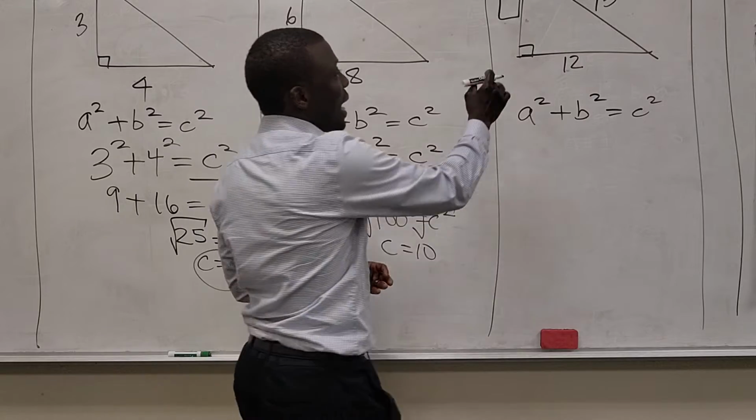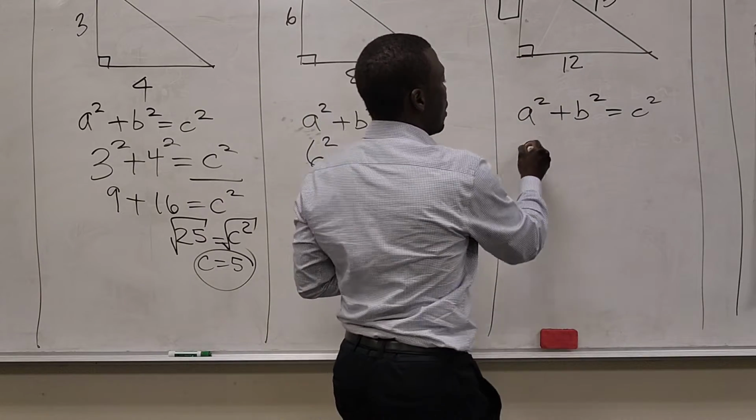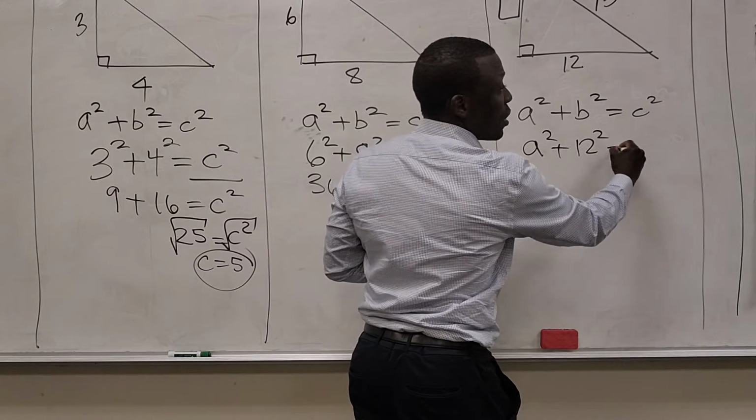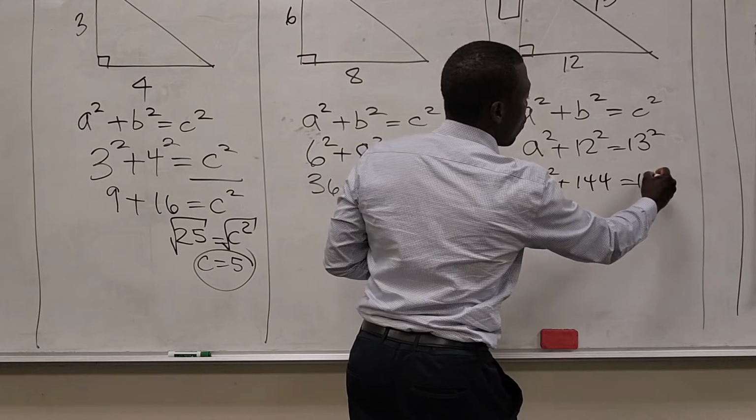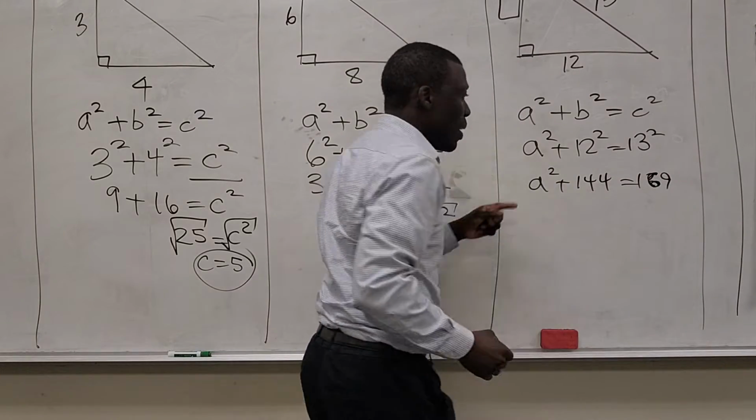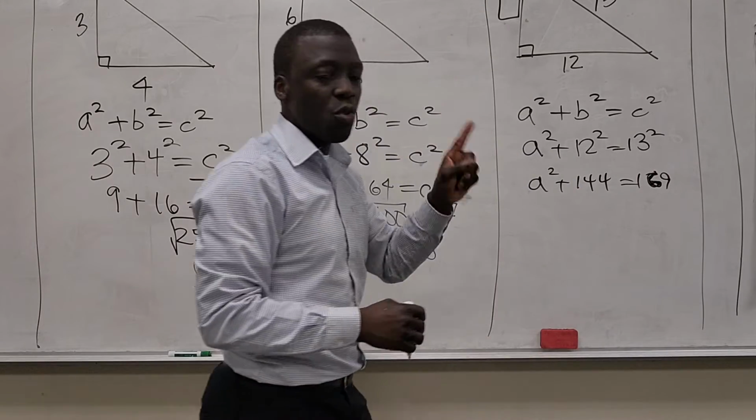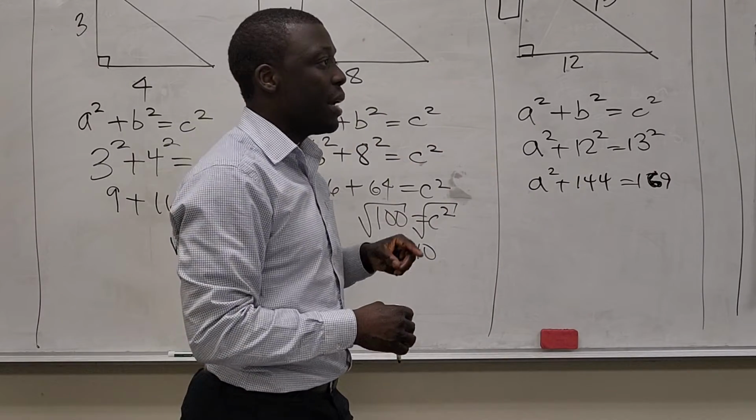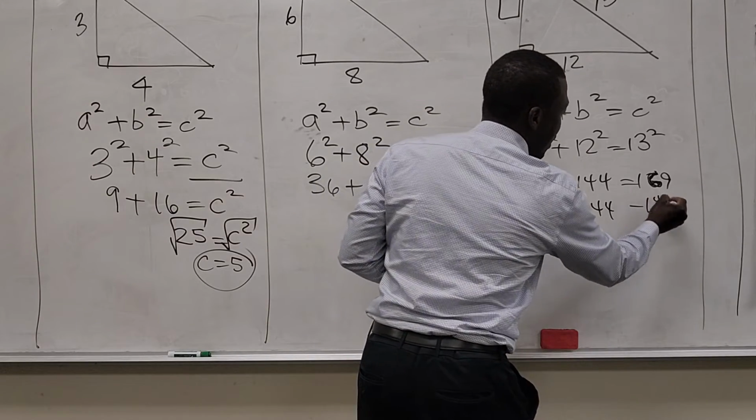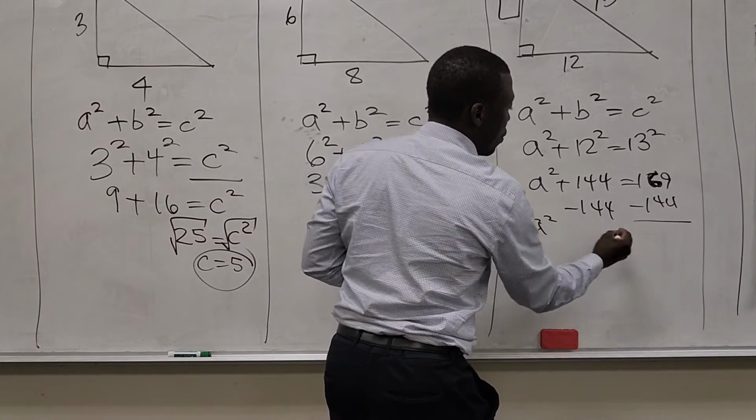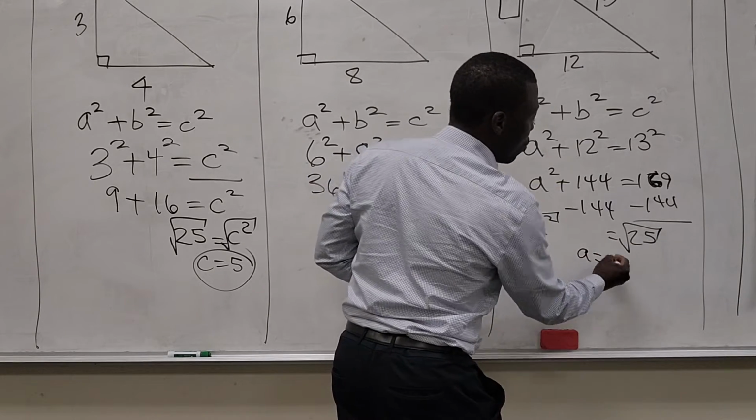And then lastly, what if I give you the hypotenuse and one of the sides, but you don't know the third side? It's going to be a squared plus 12 squared is equal to 13 squared. a squared plus 144 is equal to 169. 13 squared is 169. And so make sure you know your squares from 2 squared all the way to 12 squared. And then we go ahead and subtract 144 from both sides. And we get a squared is equal to 25. We take the square root of both sides. a is equal to 5.